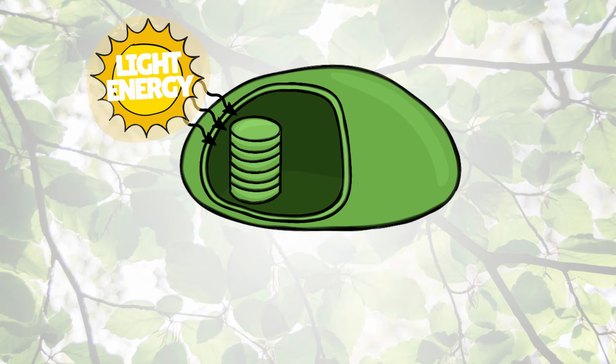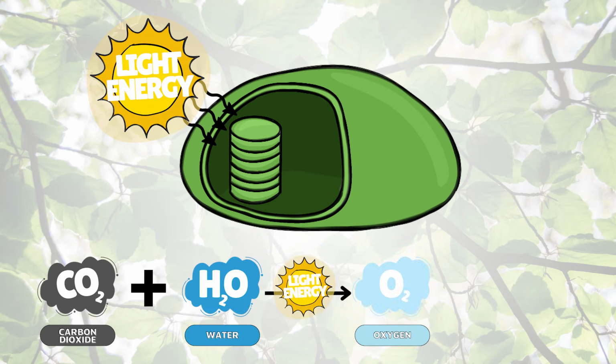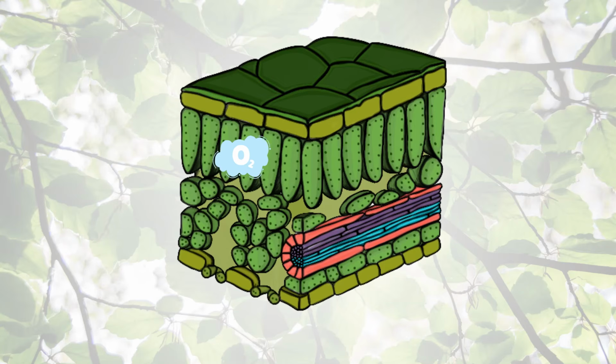This energy is used to rearrange atoms in the carbon dioxide and water to make oxygen and sugars, or glucose. The energy from sunlight splits the water molecules into hydrogen and oxygen gas. The hydrogen gets combined with the carbon dioxide, making glucose. These oxygen and glucose molecules diffuse out of the chloroplasts. The oxygen is released from the leaf and exits through the stomata.